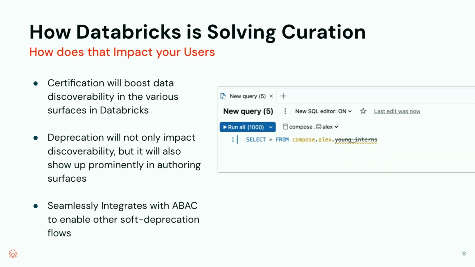These signals are also integrated with our attribute-based access control. So you can even implement a soft deprecation policy. For example, any data set that I deprecate will have restricted ability to query. That way, you can deprecate an asset well before you actually remove it from your system.